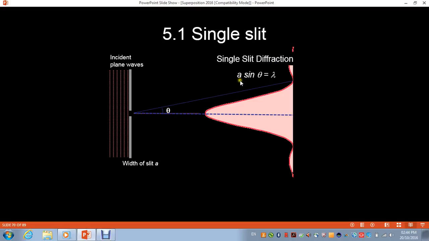And for single slit, we follow this equation: a sine theta equals lambda, where a is the width of the slit. Theta is the angle between the straight through position of the wave and the first order dark fringe. So this is the first dark fringe, and this will be your theta. Lambda is the wavelength. This equation is derived from wave theory. Wave theory is not required in your syllabus, so we will not go through the derivation.